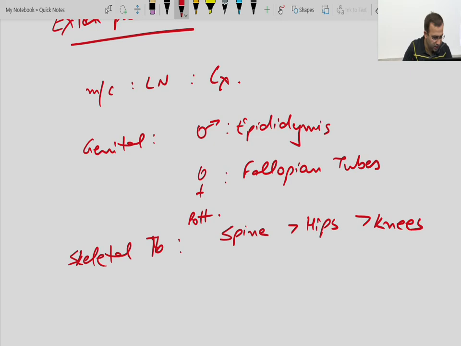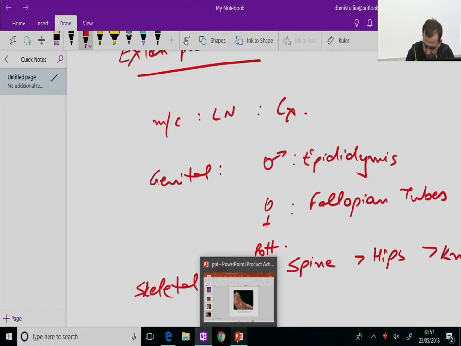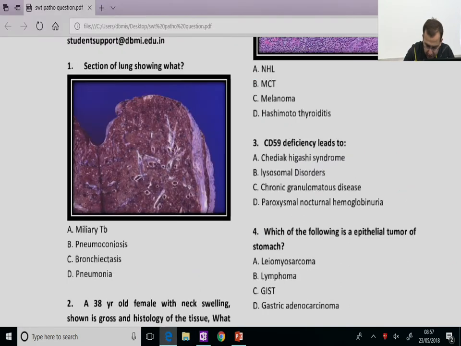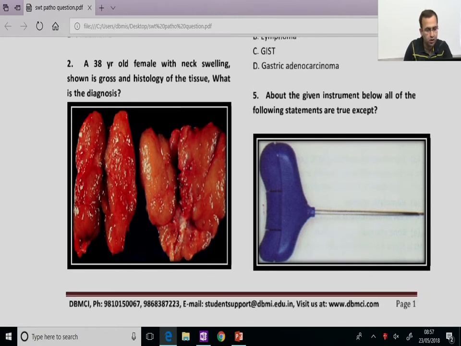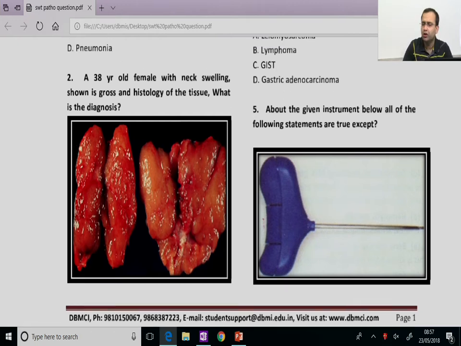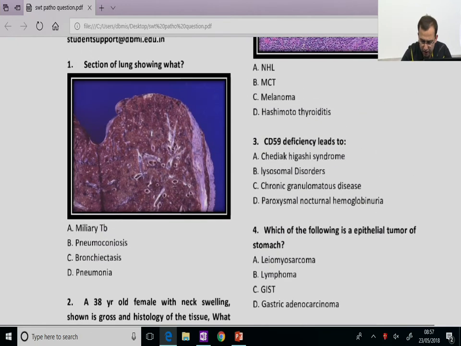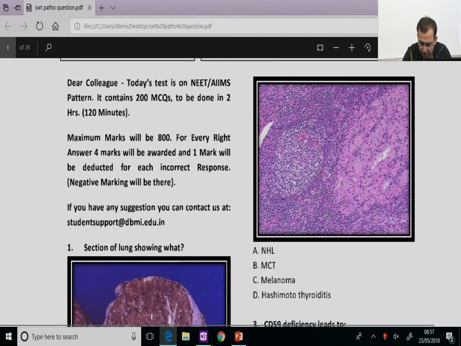This gets us to the next question, that is question number 2. A 30-year-old female with neck swelling. Gross is shown. Gross shows a massively enlarged thyroid. Fair enough, not much information is gathered from this. Let us now see the microscopy part.